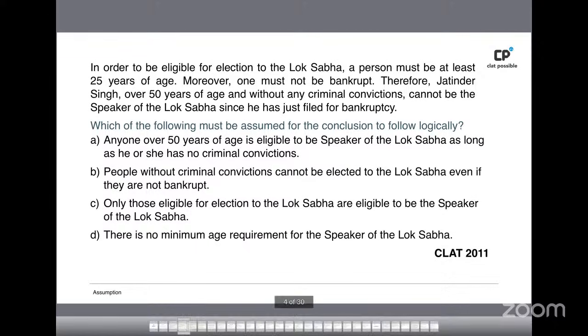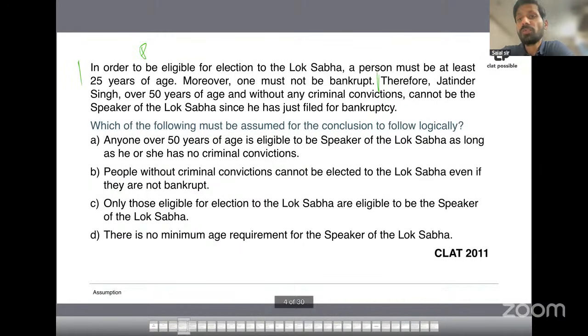All right, so let's do it together, everyone. So it says, in order to be eligible for election to the Lok Sabha, a person must be at least 25 years of age and one must not be bankrupt. Okay, so this is the premise part, right? This is the premise.